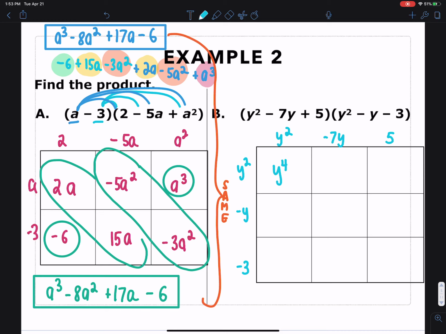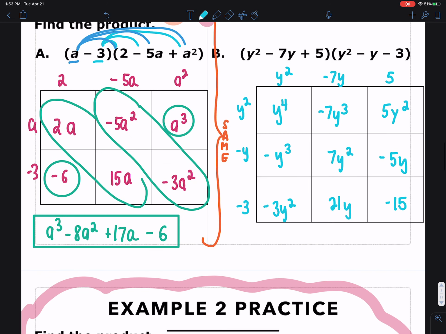So y squared times y squared is y to the fourth. This would be negative 7y to the third. This would give us 5y squared when we multiply. The next one we would have minus y to the third. A negative times a negative is going to give us a positive 7y squared. And then negative y times 5 would be minus 5y. And then we have a minus 3y squared, a positive 21y, and then negative 3 times 5 is going to be negative 15. And again, combine our like terms to come up with our final answer.